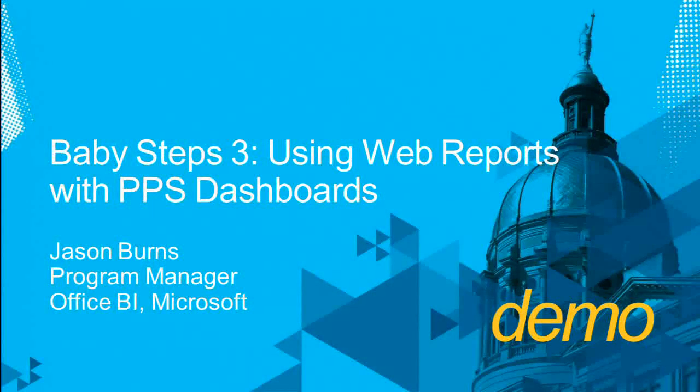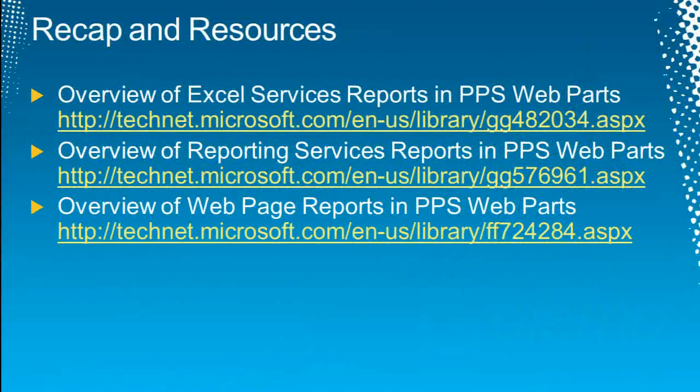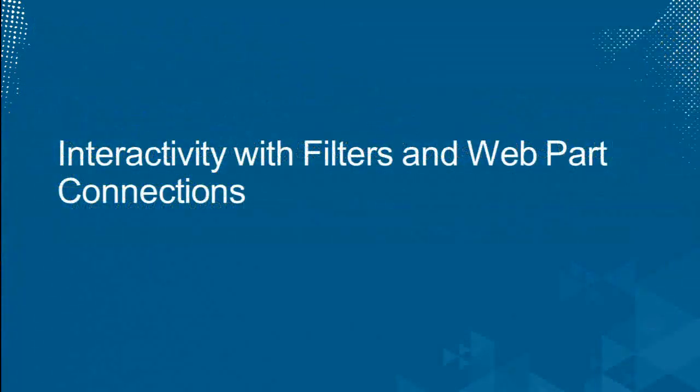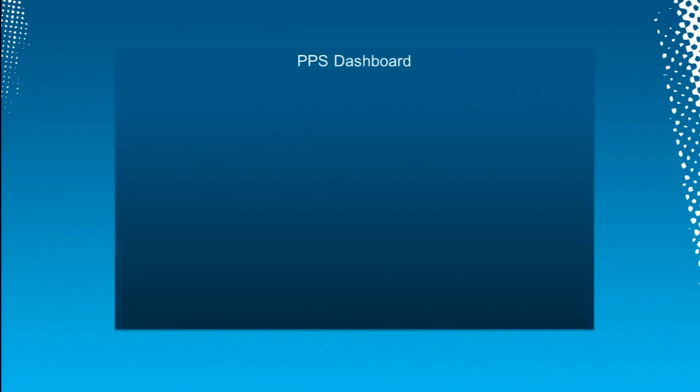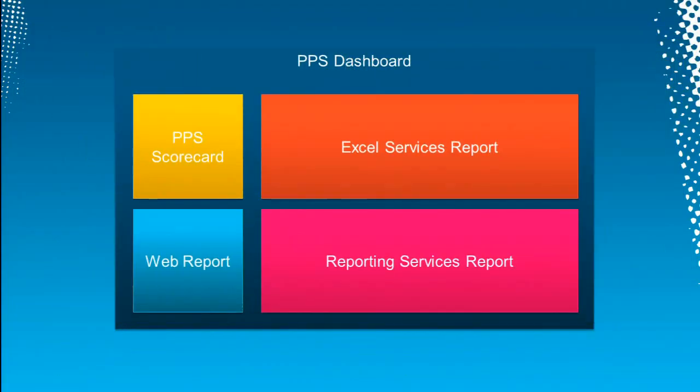Okay, so using web reports, that's what we just went through. Here are some URLs in the deck that give you more information on that: interactivity with filters and web part connections. The overall thing I wanted to show is how this stuff really connects up, in case you haven't done it. So here are the 4 parts that we've built. And obviously we want our scorecard to emit values to the other 3 reports where they update.